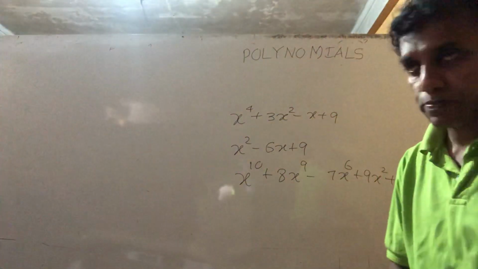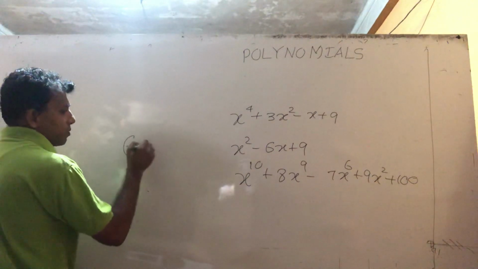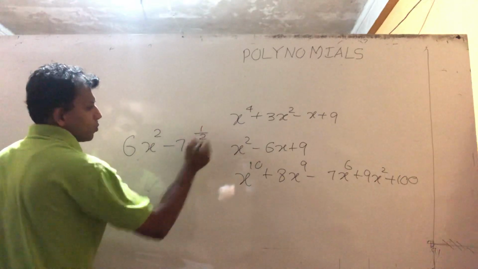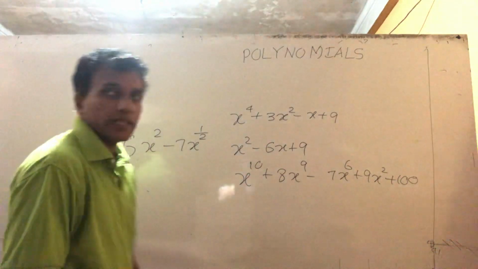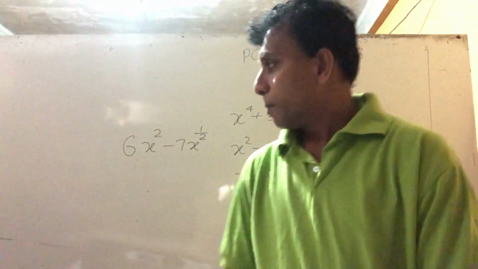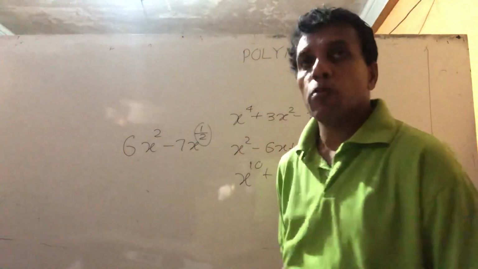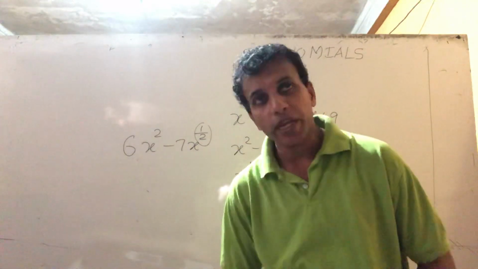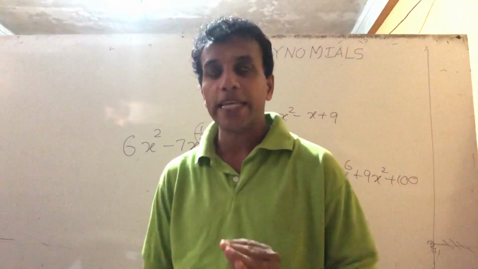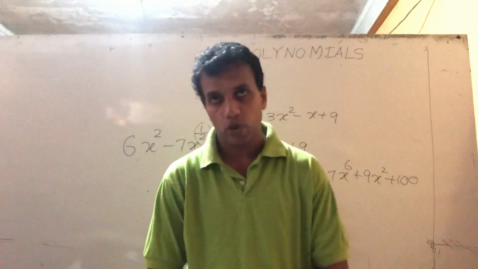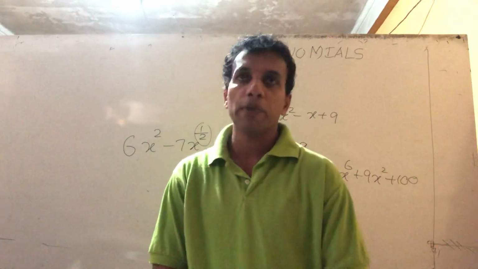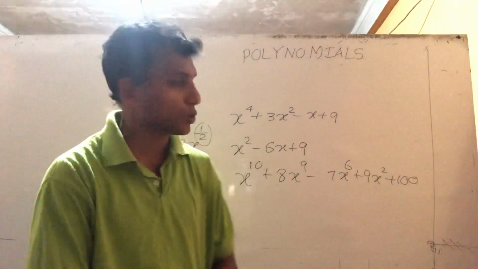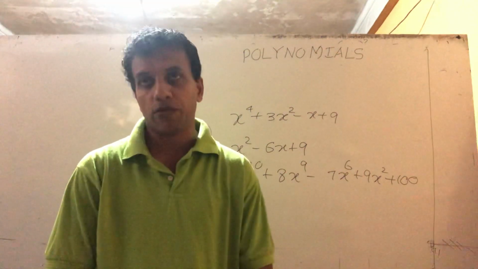And if I write like this, 6 to the power 2 minus 7 x to the power 1 over 2, this is not a polynomial, right? Because the power is half, a fraction, a rational part. So we define that a polynomial is one where the power is an integer value. Integers, whole numbers, no decimal, no fraction, and it should be a positive integer also. That's what we call a polynomial, right?